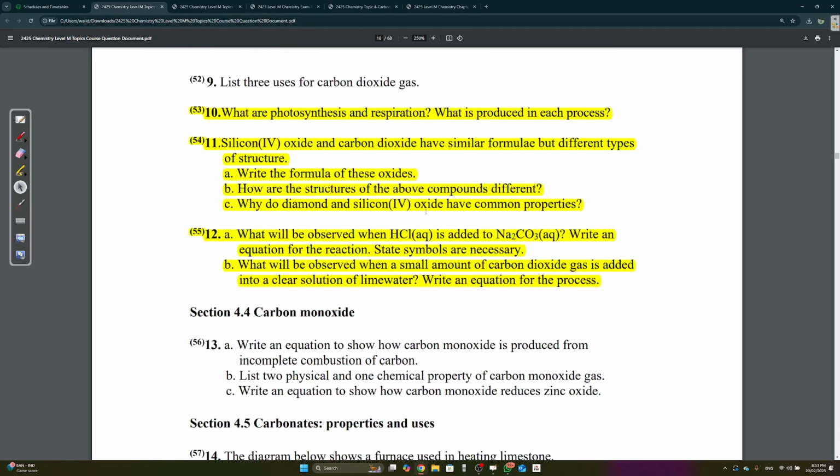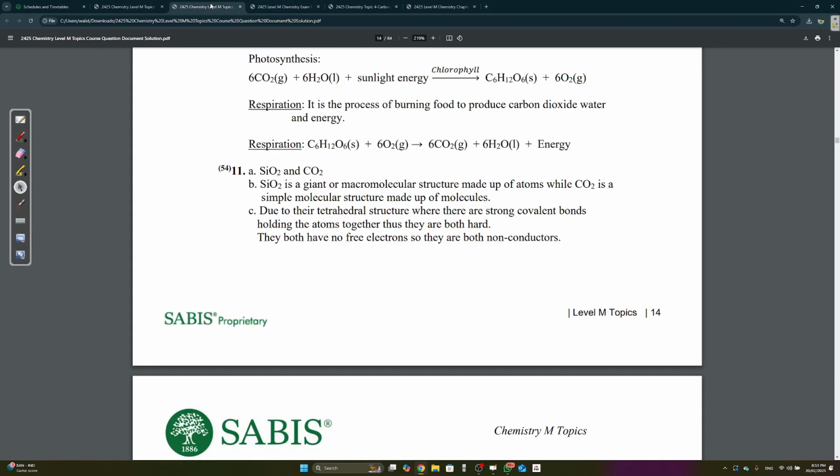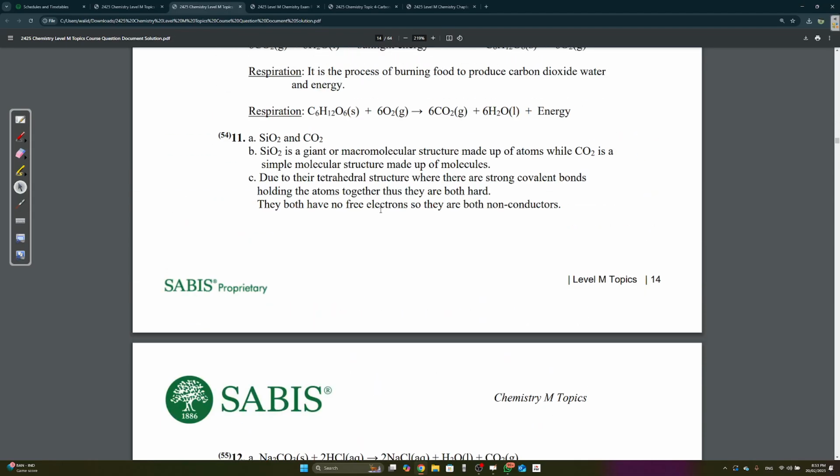Part C, why do diamond and silicon oxide have common properties? What do we know about diamond and silicon oxide? What's common in them? We know that they're both network solids. We know that they're both strong giant structures. We know they both have a tetrahedral structure, right? This was in chapter 9, if you haven't seen it already. They both have a tetrahedral structure with strong covalent bonds, so they are both hard.